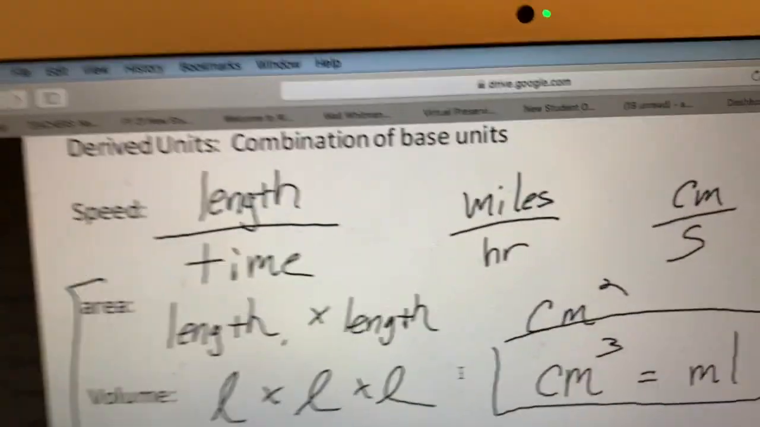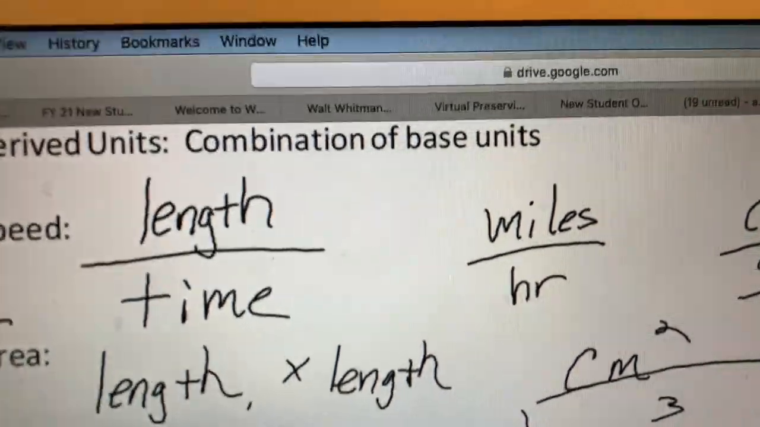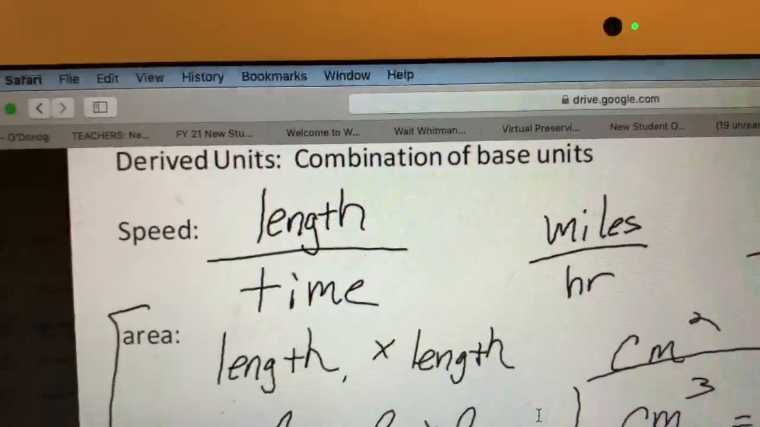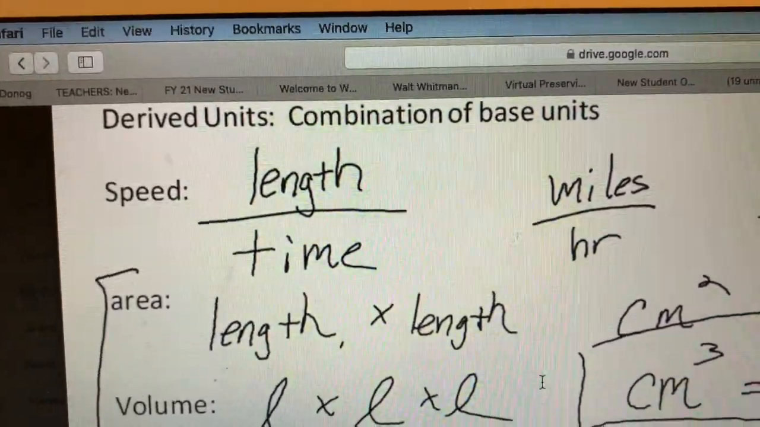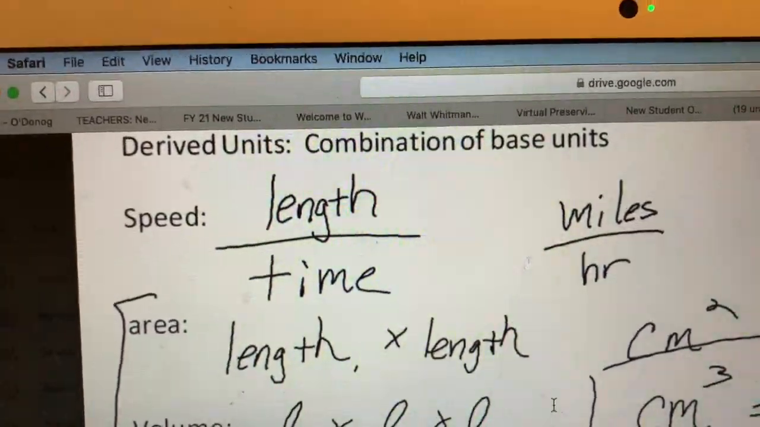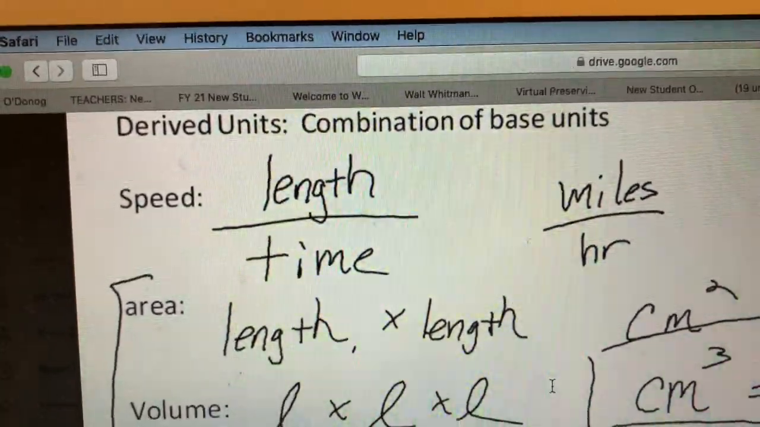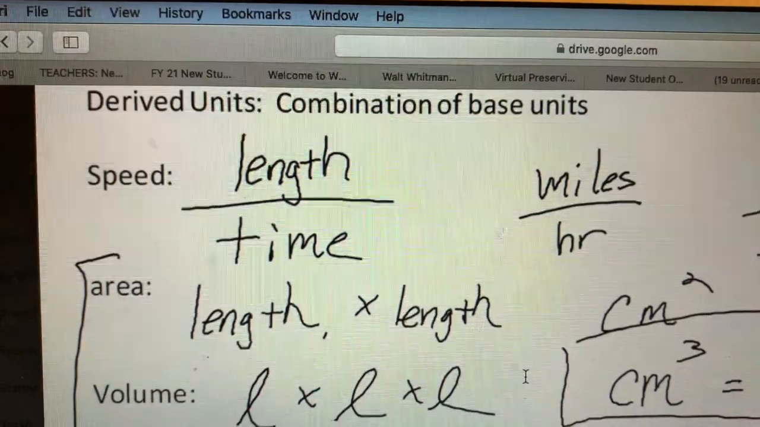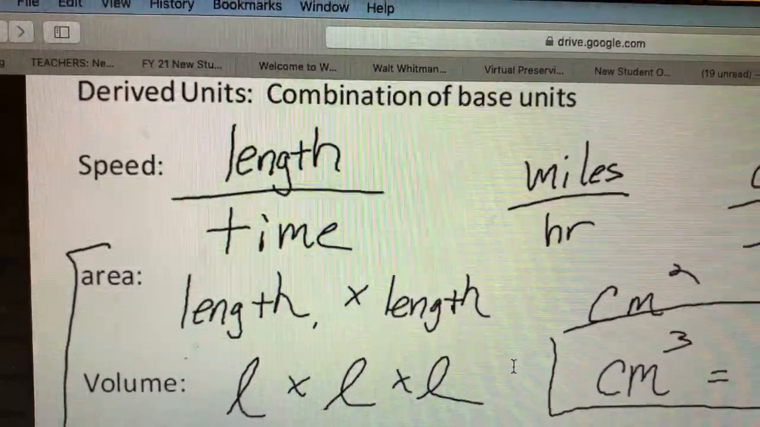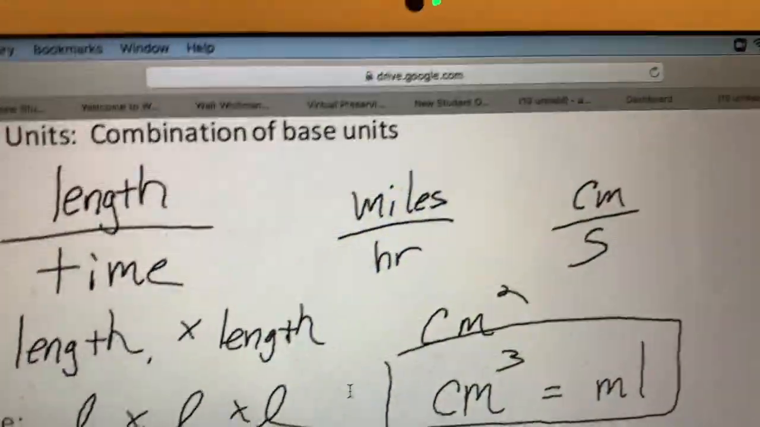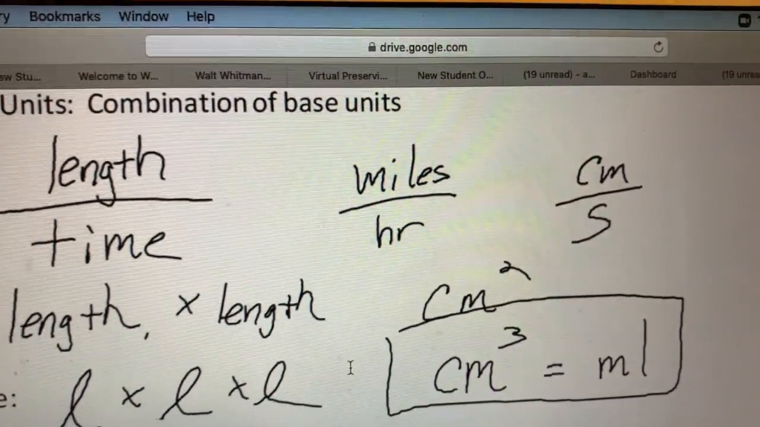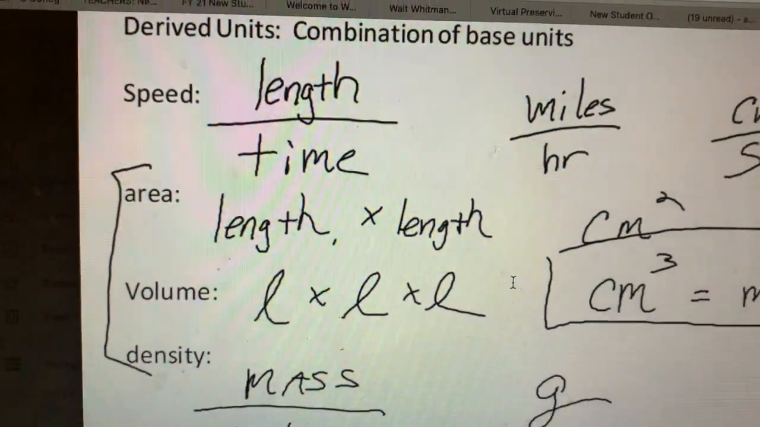All right, so our first one to talk about is speed, and we are used to speed because we're used to driving in cars, and we talk about how fast we are going. Speed is distance over time, or in terms of the base units we were just talking about, length over time. So you'd get something like miles per hour in our car, or centimeters per second.